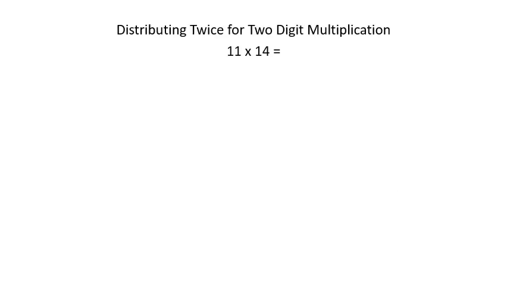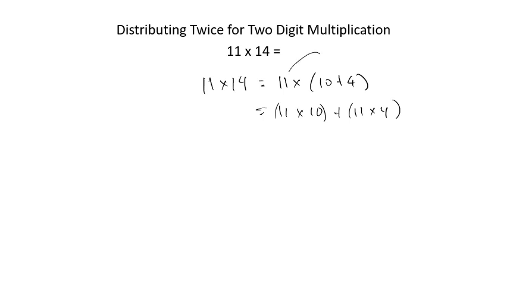So building up to the algorithm for multiplication, we should look at a problem like 11 times 14, where we're going to use the distributive property twice. So we could take 11 times 14 and split this into 11 times 10 plus 4. And now we have 11 times 10 plus 11 times 4. So we've distributed that 11 to the 10 and to the 4.